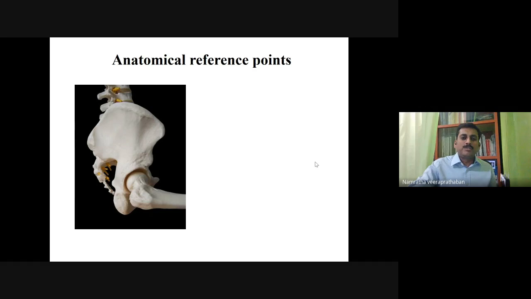Okay. Now, I will show you 5 anatomical reference points. You can give me your answers in the chat box, please, as early as possible. What is this? The parts of the pelvic. Answers in the chat box.